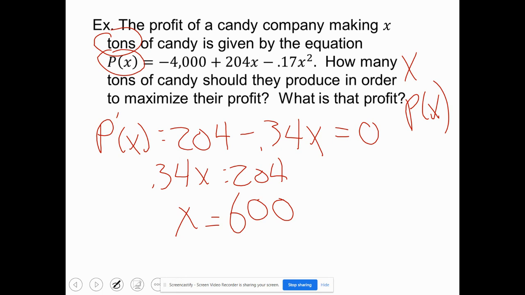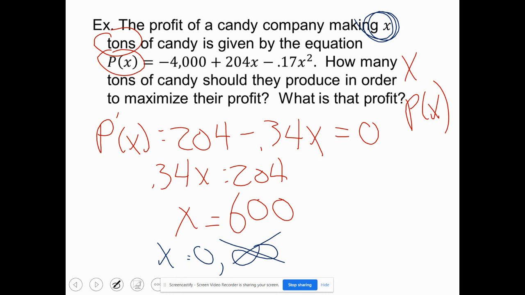So ask yourself, what is the least amount of candy you can make? Well, that'd be x equals 0. We could say that we're not going to make anything. What would be the most amount of candy you can make? Well, there actually is not a limit here. We could keep going on forever, and so I can't use infinity in this. So I really only have one endpoint to check.